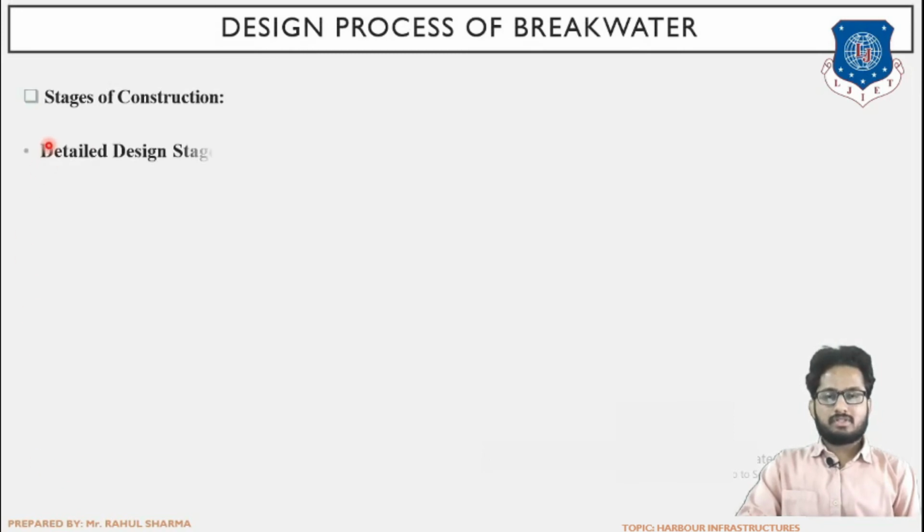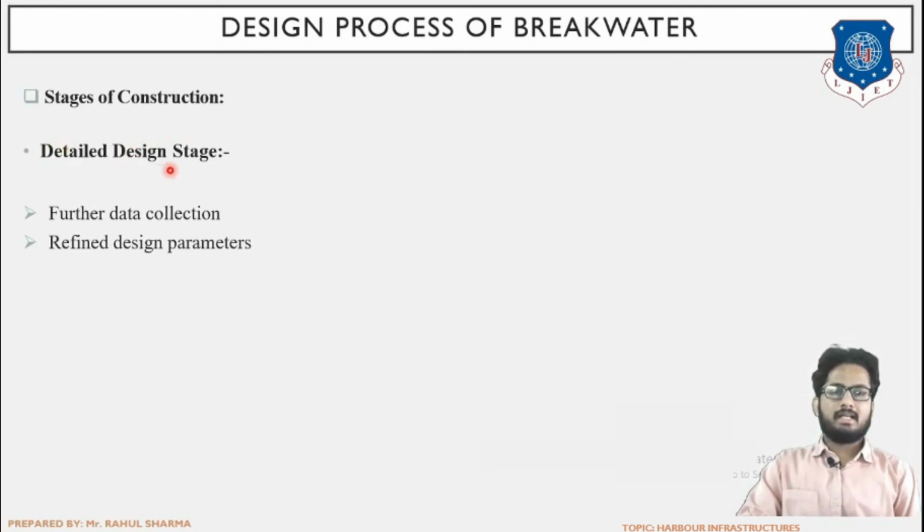The stages of construction, there are various stages of construction. So first of all is the detailed design stage. Firstly, further data is collected. In the previous slide we saw that first of all the basic data is collected, but here the various data or information are collected in depth.